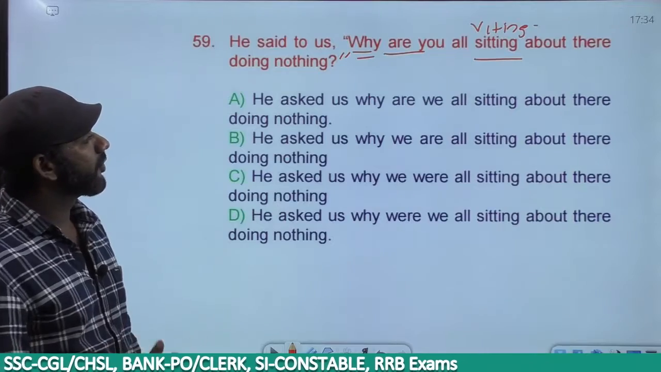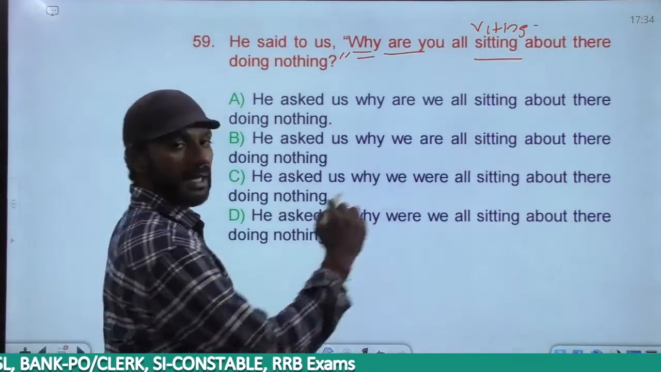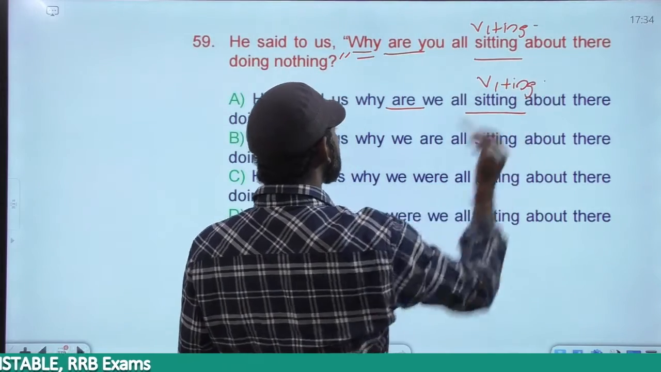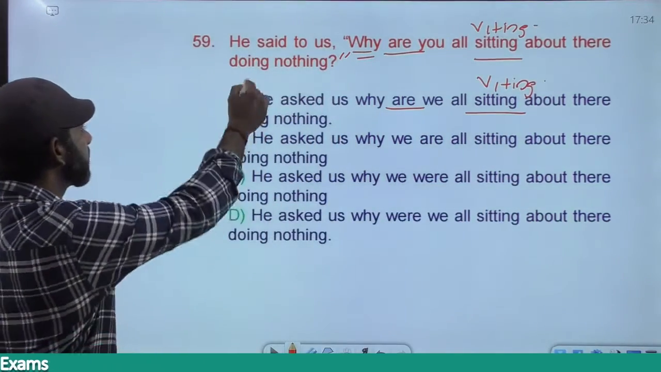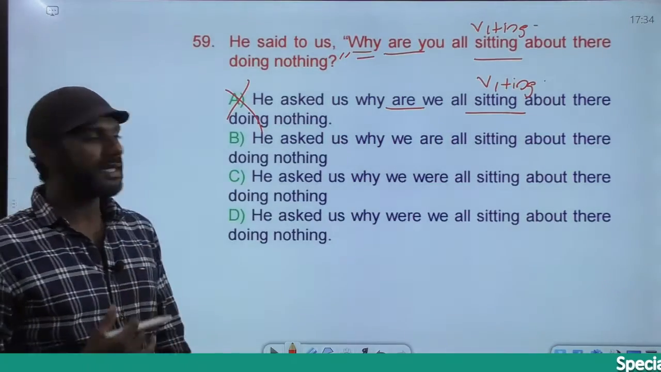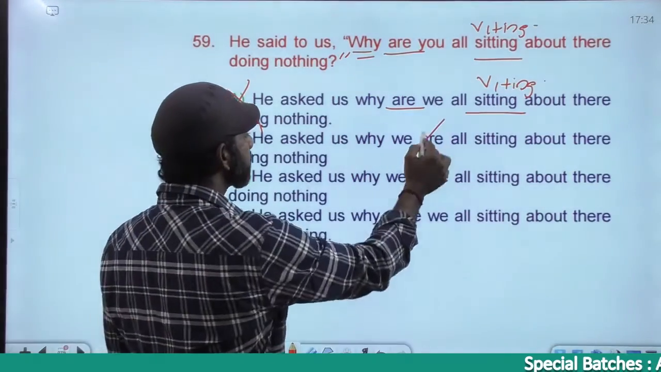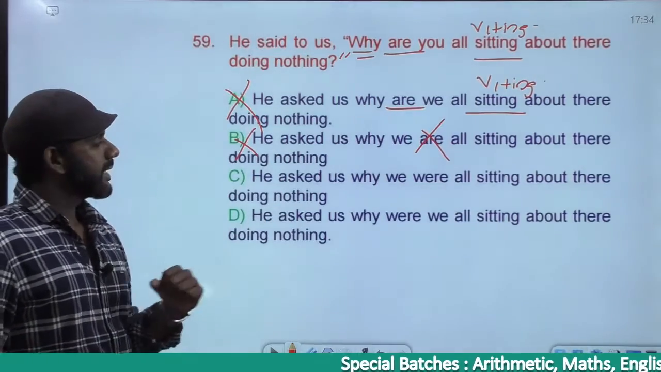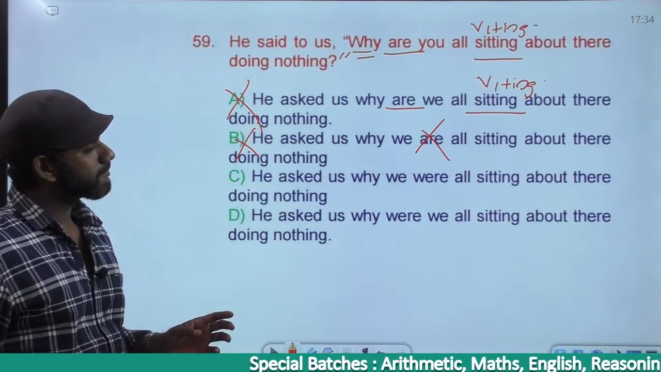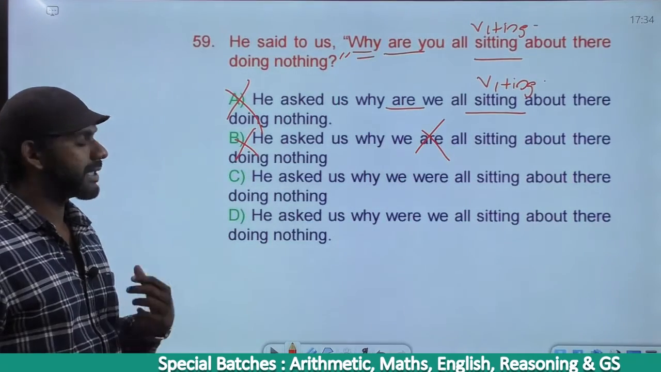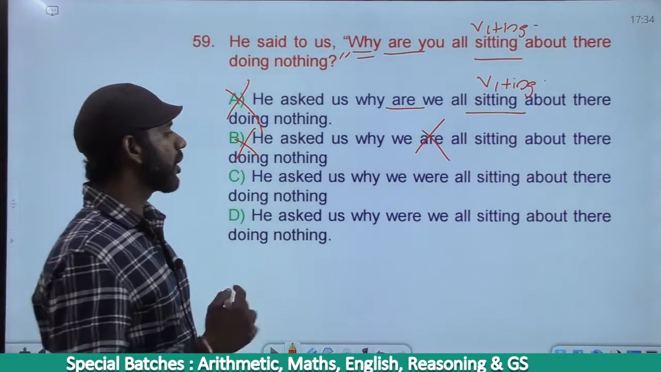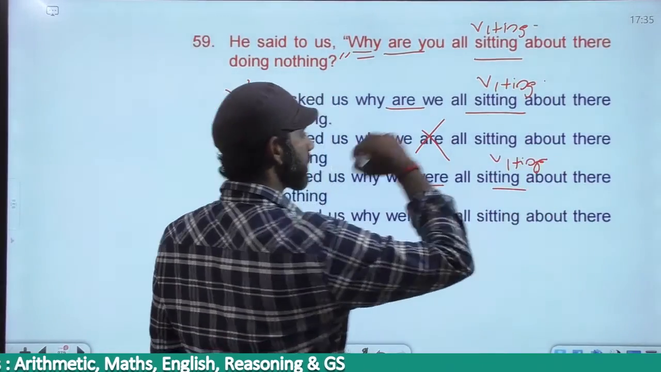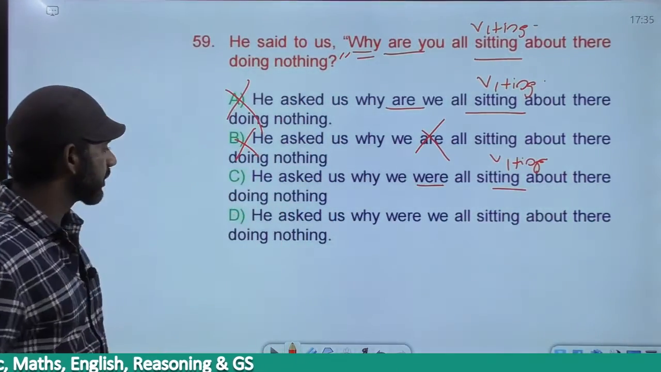Come to option A. He asked us, why are we all sitting there? Why are we all sitting there is are plus V1 plus ing, present continuous. What we need is past continuous. Option A is eliminated. Option B is also gone. B also says are. Now come to C. He asked us why we were all sitting there doing nothing. We were all sitting there is verb plus V1 plus ing, past continuous. That is fine. Leave it there. Come to D.